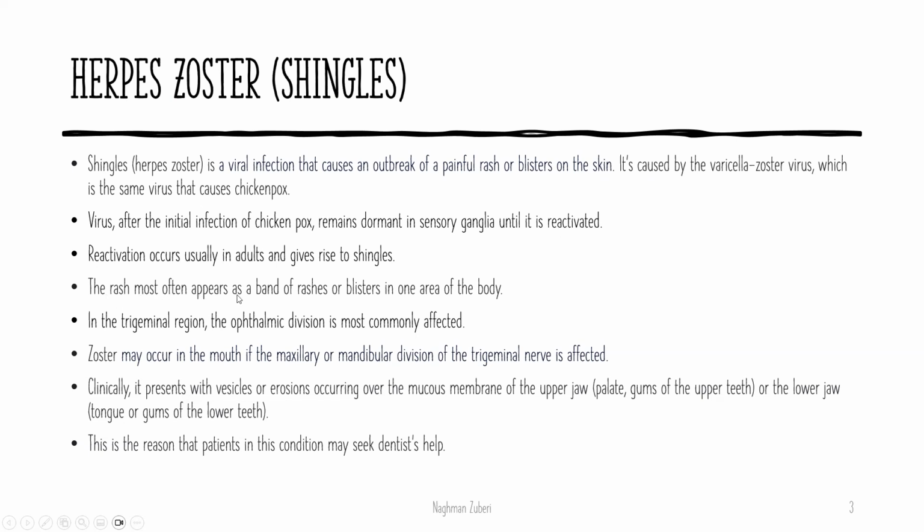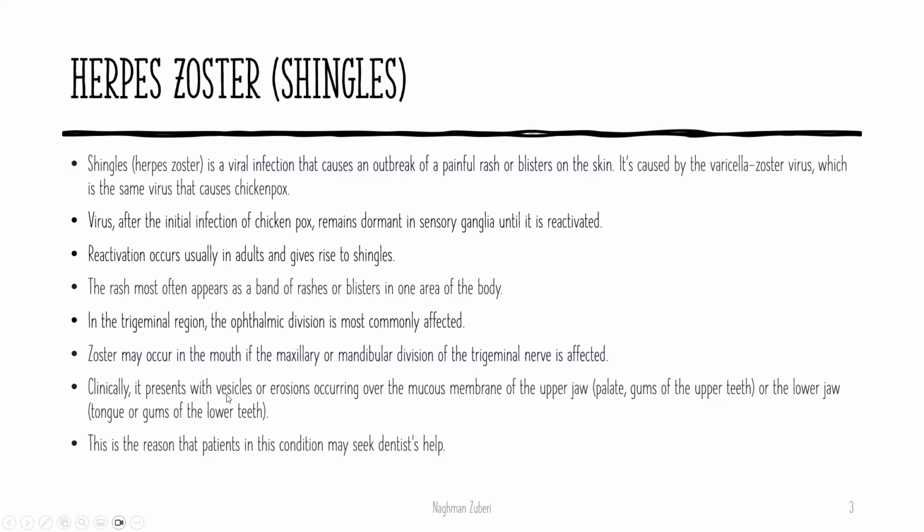The rash most often appears as a band of rashes or blisters in one area of the body, which is supplied by that particular nerve which is affected. In the trigeminal region, the ophthalmic division is most commonly affected, but zoster may occur in the oral cavity or inside the mouth, if the maxillary or mandibular division of the trigeminal nerve is affected, either of the two.